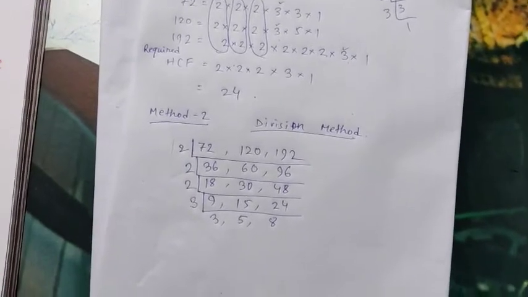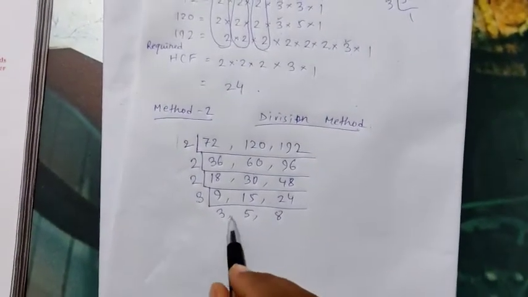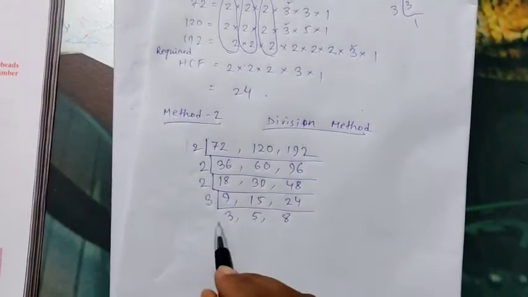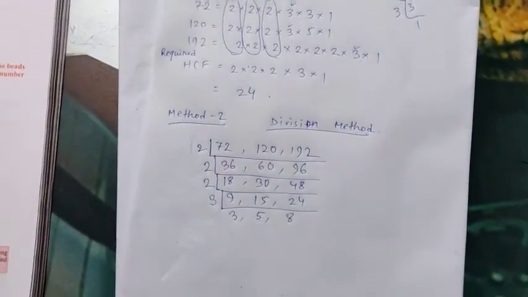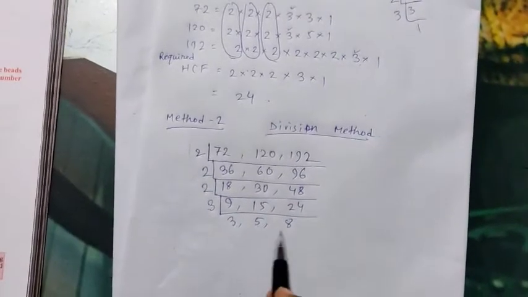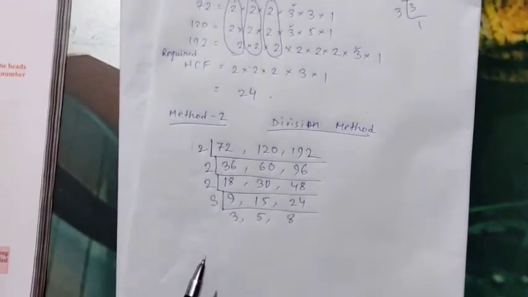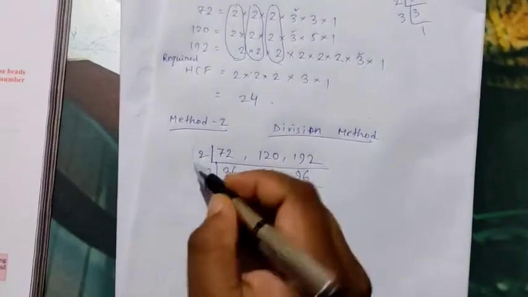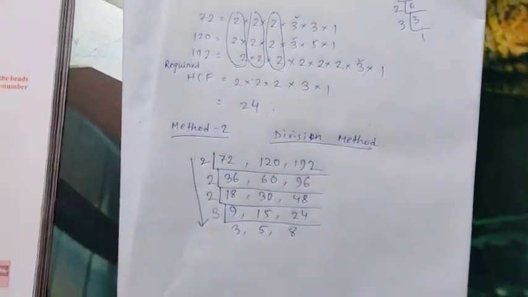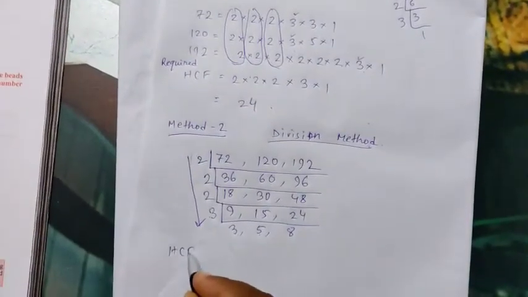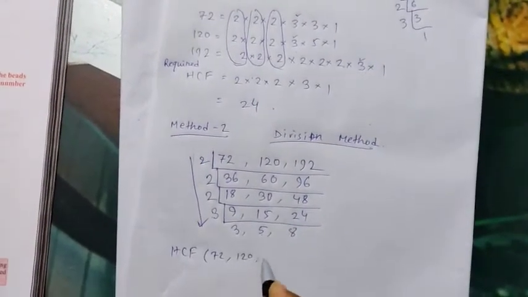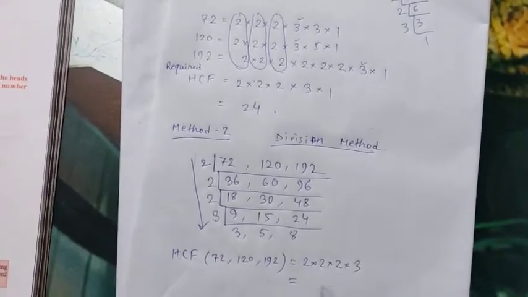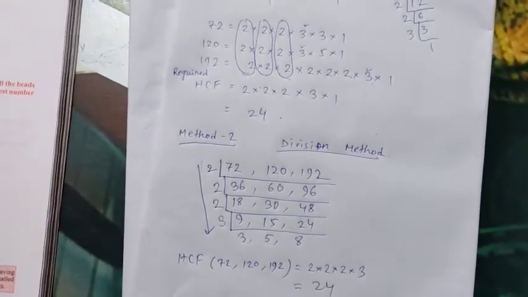Okay, now let's see here, 3, 5 and 8. Out of that, 3 and 5 are prime numbers, so nothing will be the divisor here which will divide all three together. So we have to finish up here only, and we have to take these numbers only as the HCF. So HCF of 72, 120, and 192 is equal to 2 into 2 into 2 into 3, that is 24.